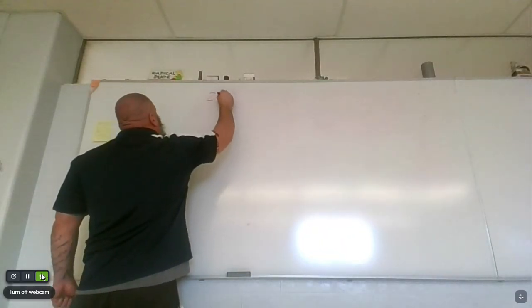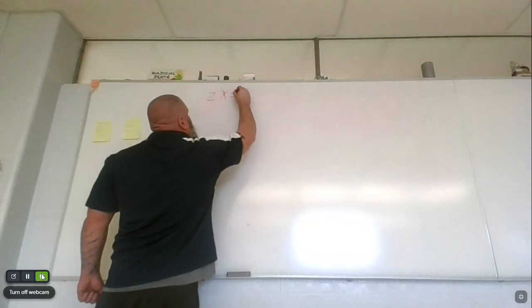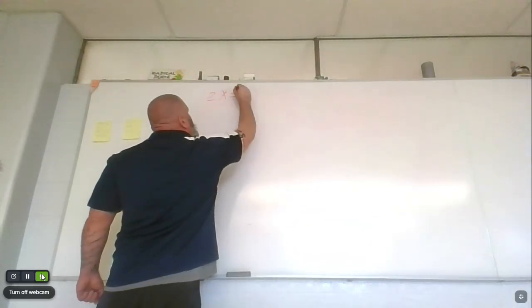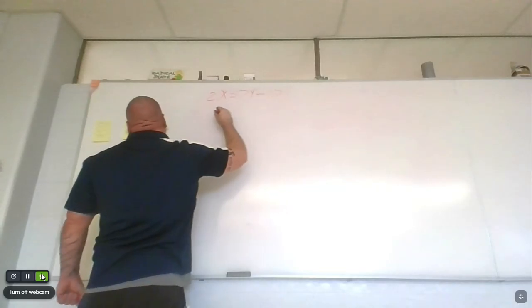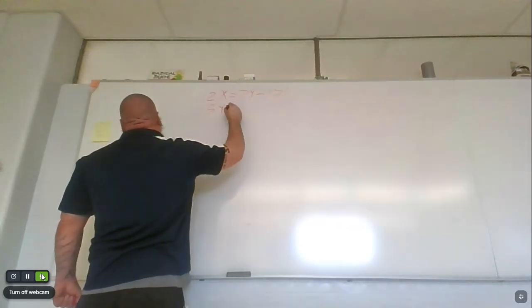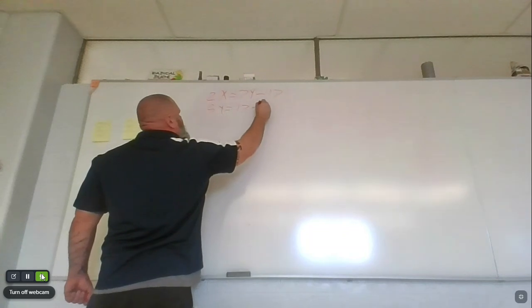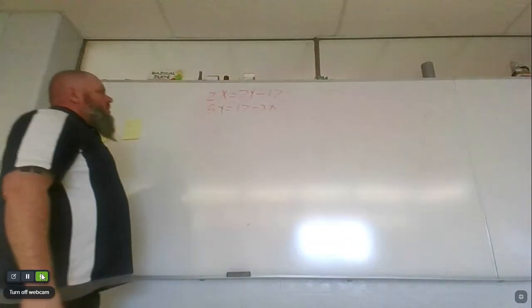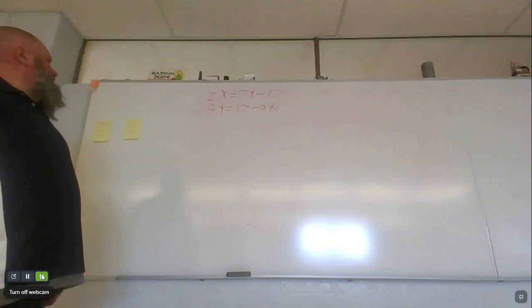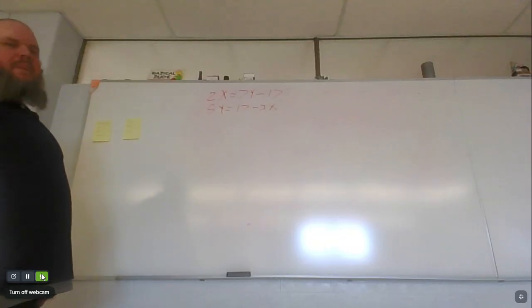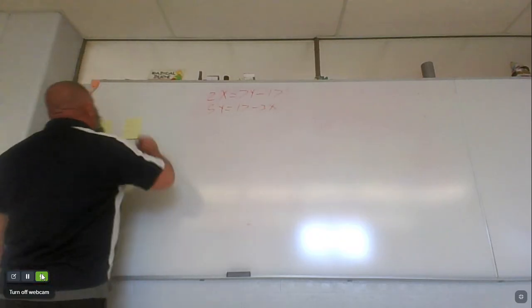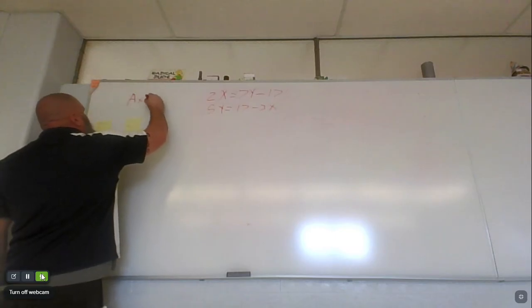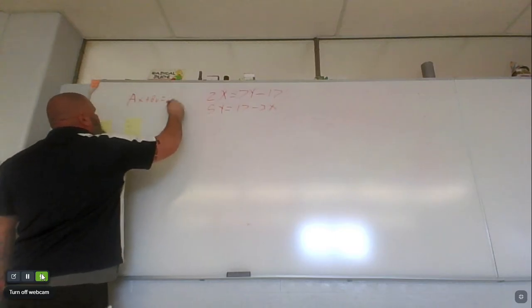All right. Suppose I gave you 2x equals 7y minus 17, and 5y equals 17 minus 3x. Can we really do much with these equations? No. They're not in the same form. You always want to get your equations into an ax plus by equals c format.